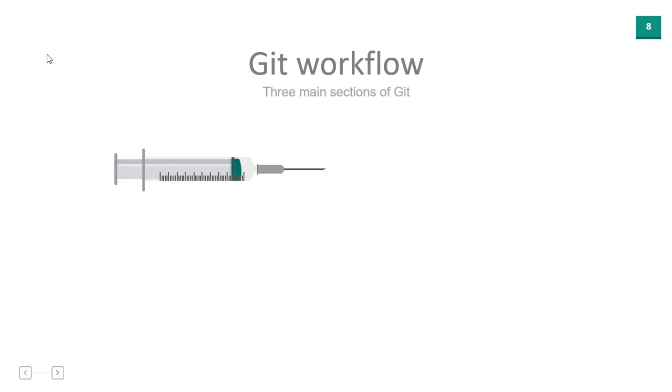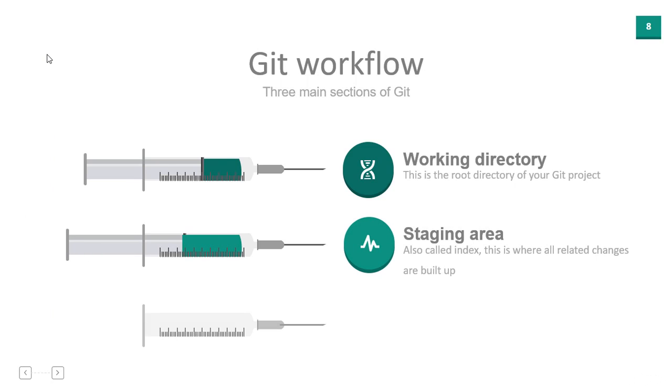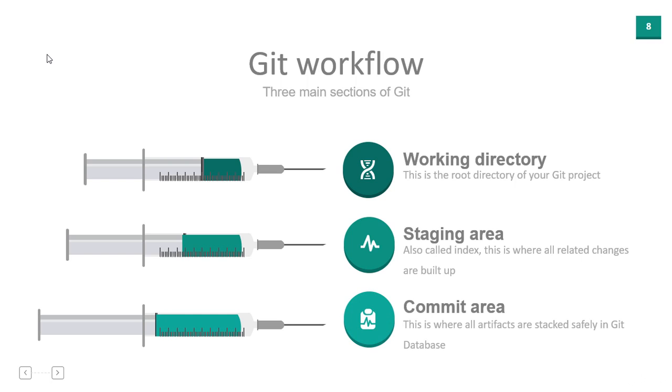You'll get to see how the Git workflow works. Working directory. This is the root directory of your Git project. Staging area, also called index. This is where all related changes are built up. And commit area. This is where all the artifacts are stacked safely in the Git database.